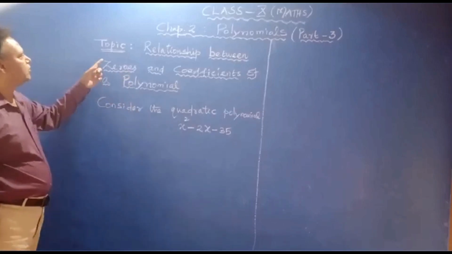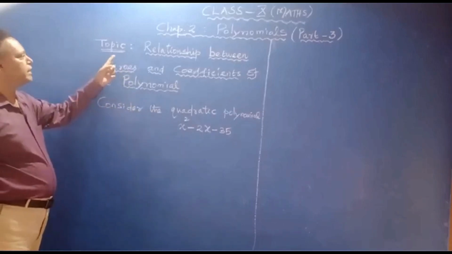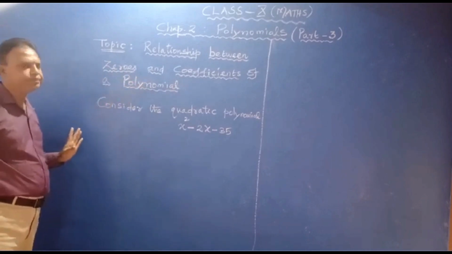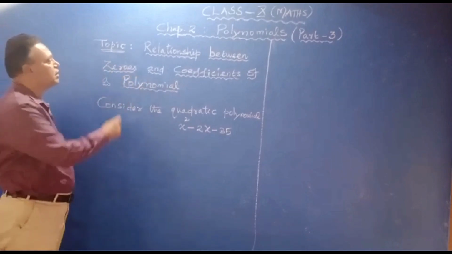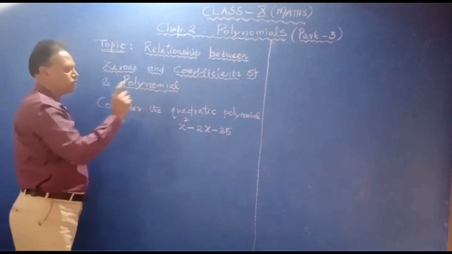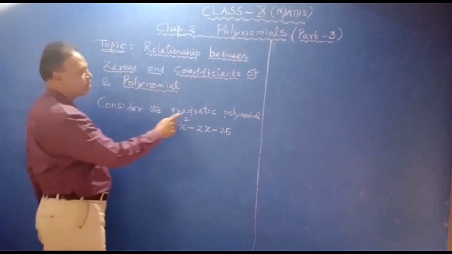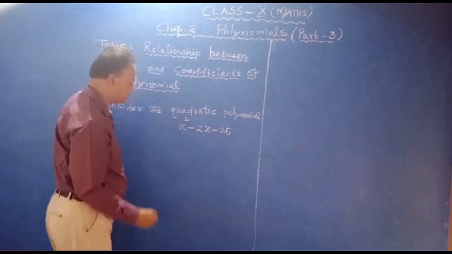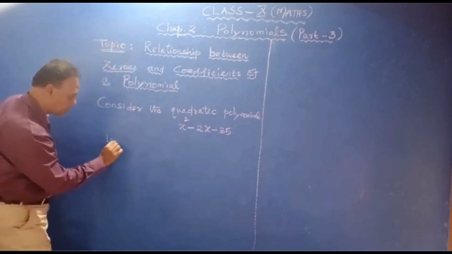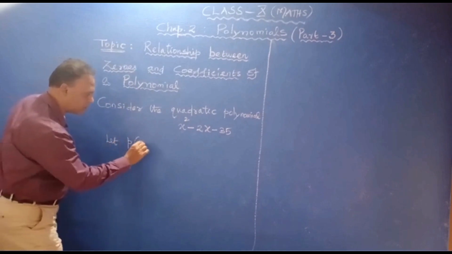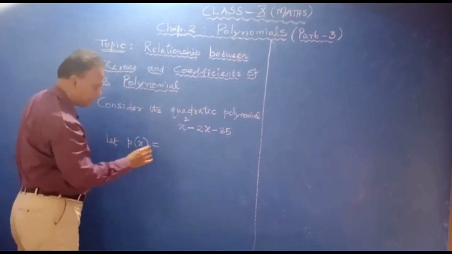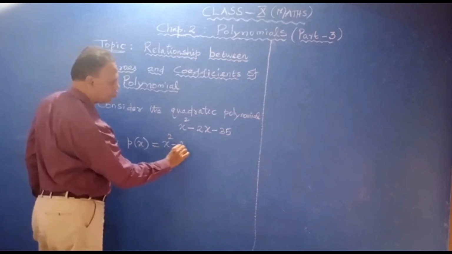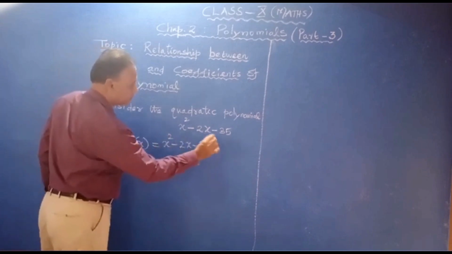In part 3, today I am going to teach the relationship between zeros and coefficients of a polynomial. Consider the quadratic polynomial x squared minus 2x minus 35. First you take this polynomial as p of x. Always take the polynomial by naming it p of x: x squared minus 2x minus 35.